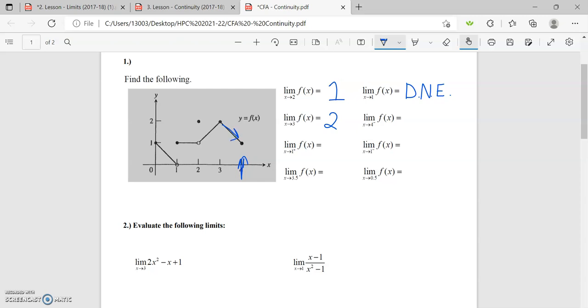So we're approaching from the left, and everyone from the left is like, yeah, we're heading towards 1. We can all be in agreement. It doesn't matter what happens to the right. It's called a one-sided limit.